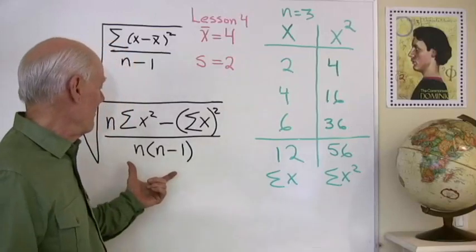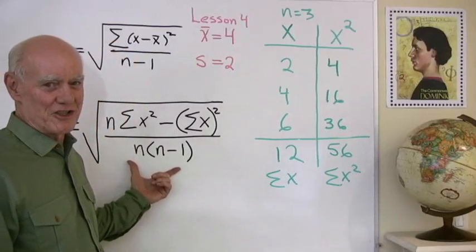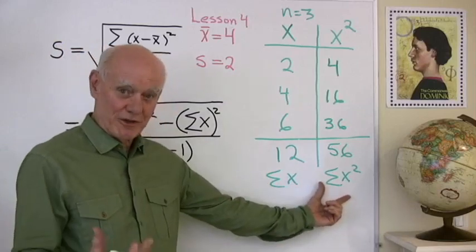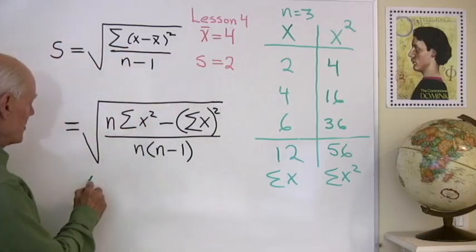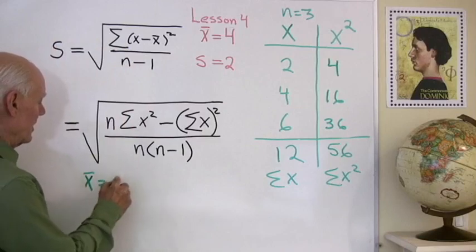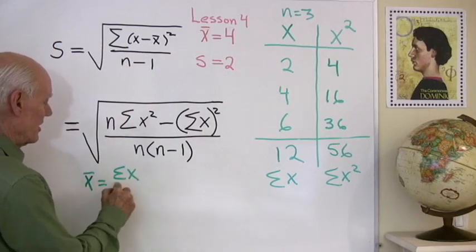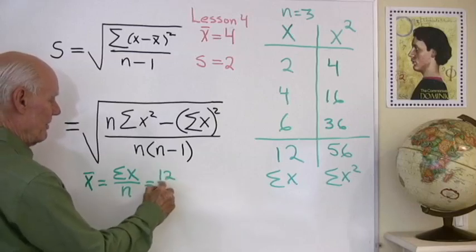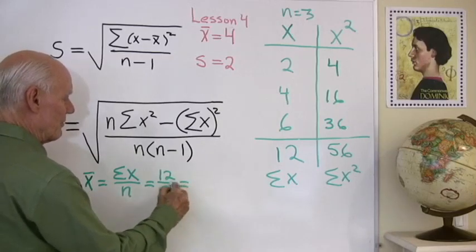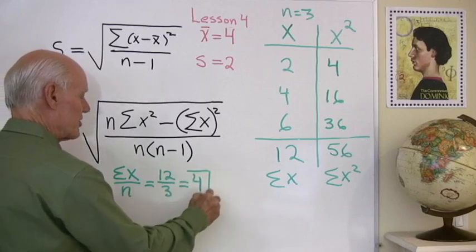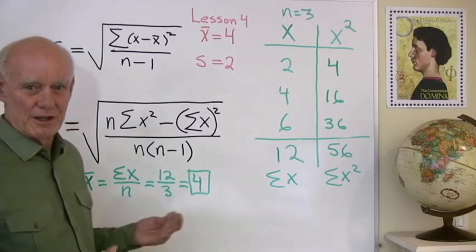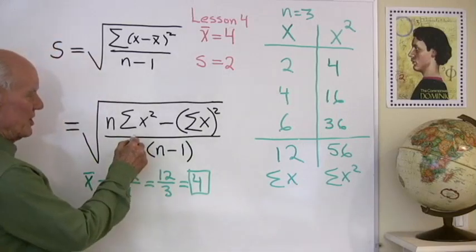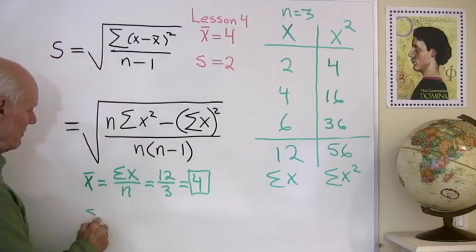Anyways, I want to use this formula right here to find the standard deviation. So let's take our sum of the x's and the sum of the x squared, and first I'm going to find the mean. So the mean is going to be, just like it always has been, the sum of all the x's divided by n. And in this case, the sum of the x's is 12, n is 3, and sure enough, 12 divided by 3 is 4. That's the same way that we found the mean in the previous lesson when we used this data set.